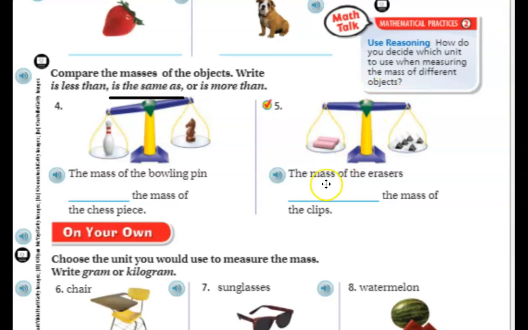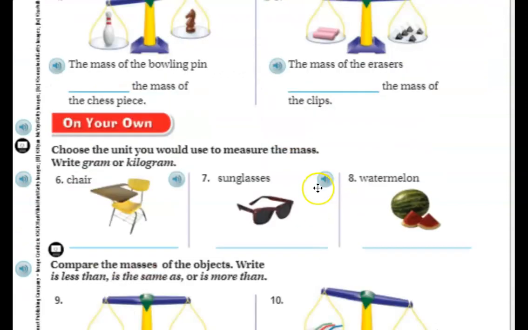So you go over to number 5. The mass of the erasers, is it less than, the same as, or more than the paper clips? And you can see the arm is directly the same. So if it was a teeter-totter, they're exactly the same. So it would be is the same as.